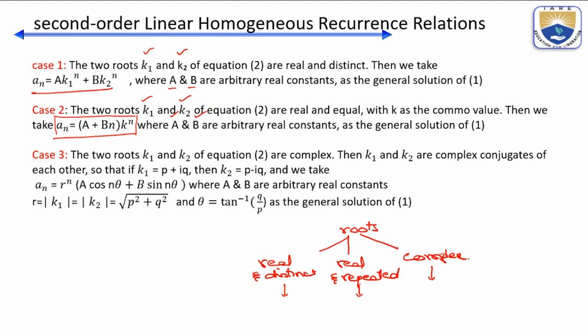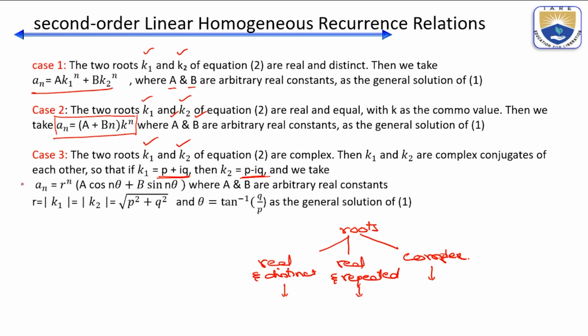And the third case, case 3: if k1 and k2 are complex roots, then one is the conjugate of the other. So k1, if I take it in the form p plus iq, then k2 is definitely in the form p minus iq.